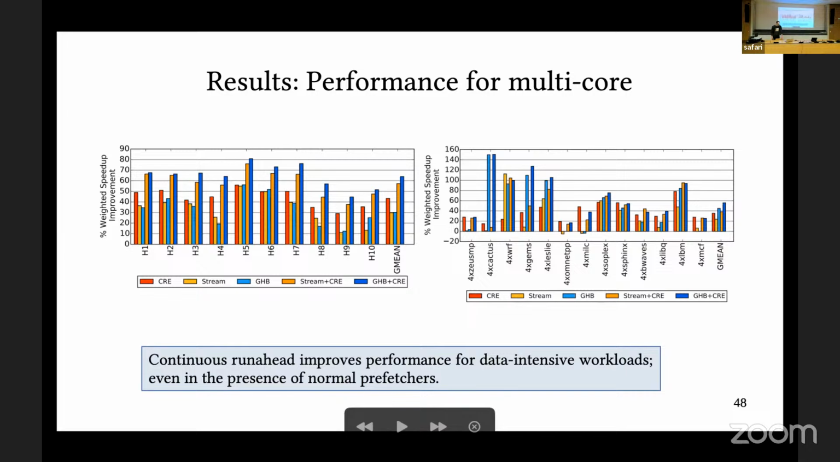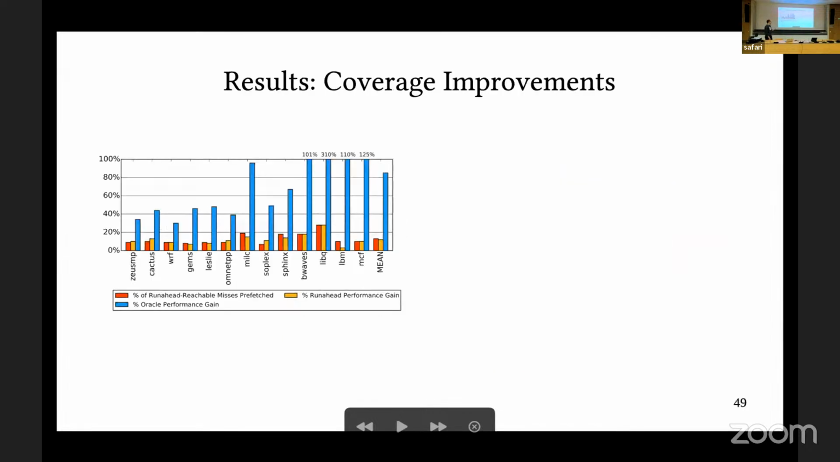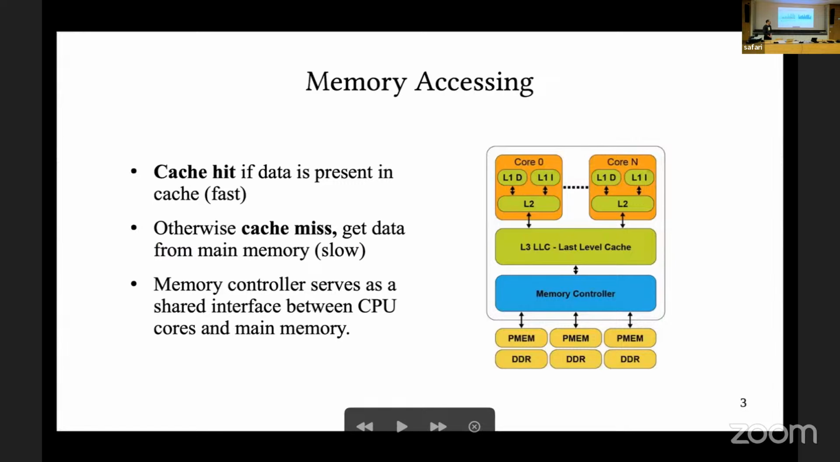So we saw that we get good numbers, good performance. But what does our CRE actually do? What's actually happening to give us this? We've seen this before, right? There's a lot of potential. This plot I showed earlier. And we can compare this to the situation now with continuous run ahead.